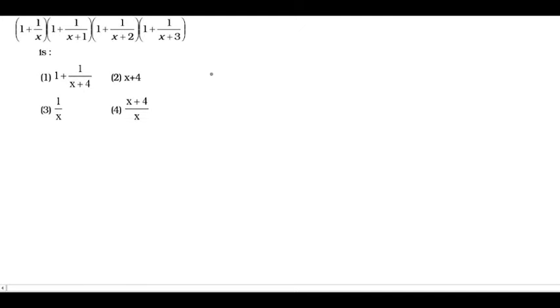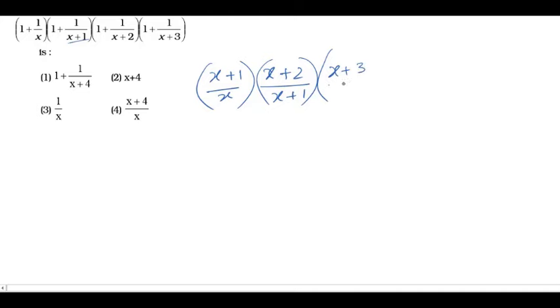1 plus 1 by x is x plus 1 by x. And the second equation, x plus 1, it goes here and it becomes x plus 2 by x plus 1. Similarly, 1 plus 1 by x plus 2 is x plus 2 plus 1, that is x plus 3 by x plus 2. And the last one, 1 plus 1 by x plus 3, that is x plus 3 plus 1, x plus 4 by x plus 3.